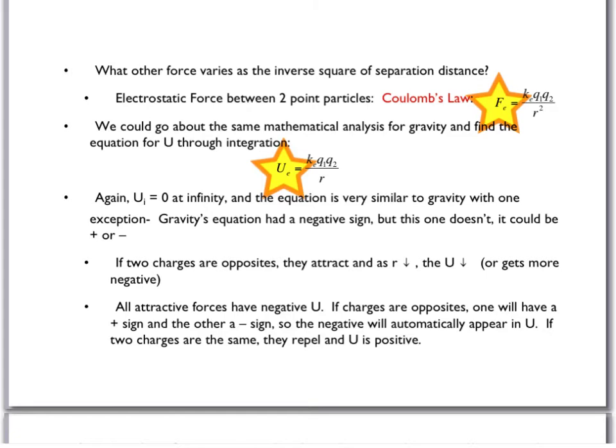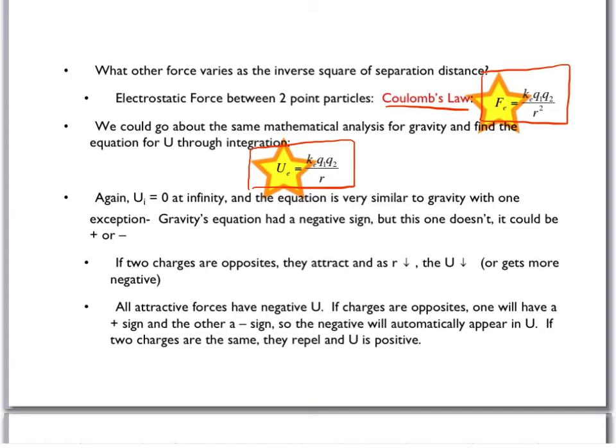So what other force do we have that varies with the inverse square of the separation distance? That would be the electrostatic force between 2 point particles or charges, which is defined by Coulomb's law. Remember, Coulomb's law is giving you the force between those two charges as kq1q2 over r squared. So again, an inverse square law looks very much like gravity. We could go about the exact same mathematical analysis for gravity and find an equation for potential energy through integration again. And as we integrate this equation that looks very similar, we would end up with an equation that also looks very similar, where the potential energy between these two charges is equal to kq1q2 over r.